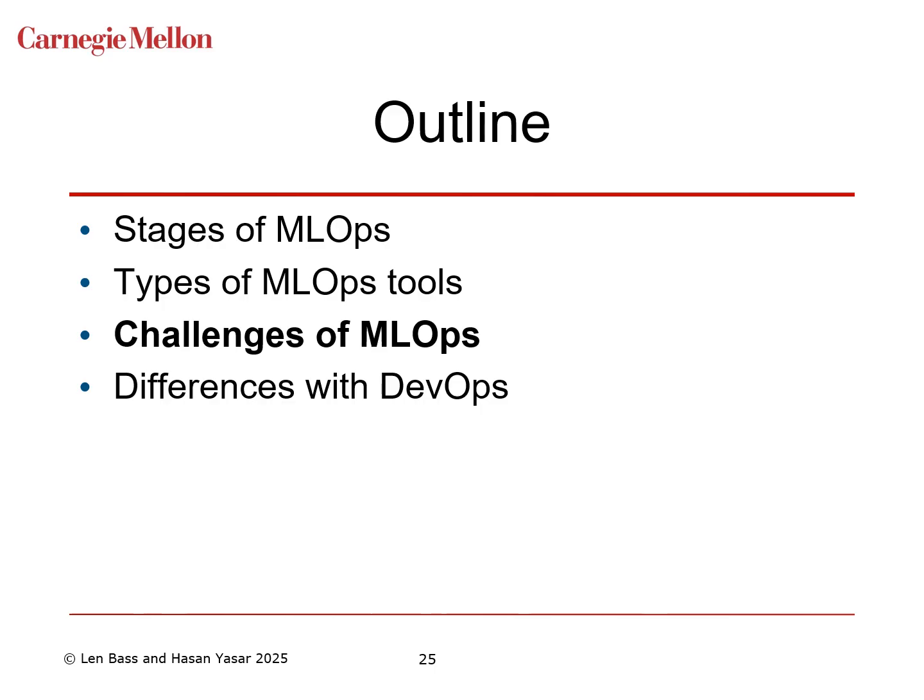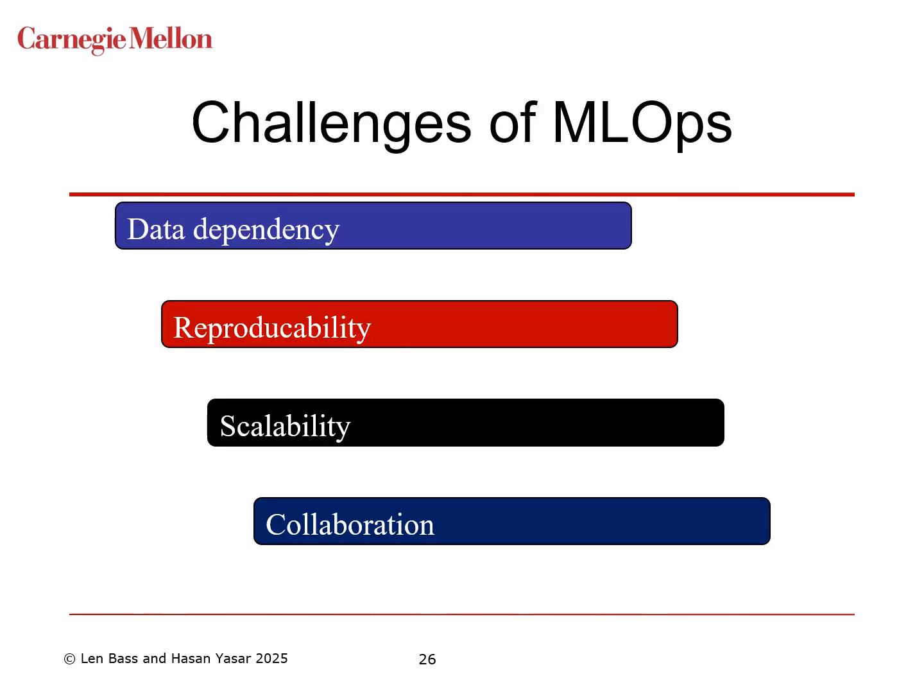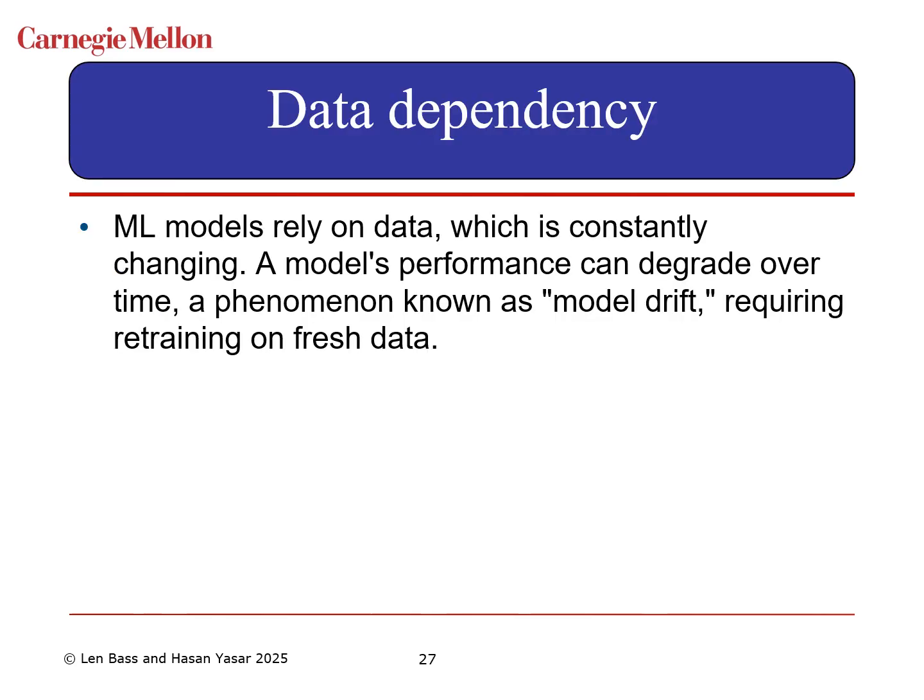So what are some of the challenges of MLOps? And we'll identify 4 of them. So they rely on data, and data is constantly changing. So a model performance can degrade over time. I mentioned model drift, and that is because the data is not the correct data for the particular environment in which it's being used. It's not the correct data for the type of use that it has. It has some built-in biases that need to be corrected, and so on. So model drift is a concern.